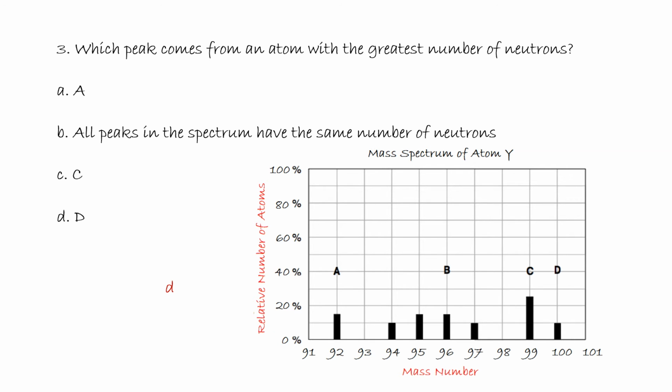Which peak comes from an atom with the greatest number of neutrons? Of course, it will be D, the highest mass. So the answer is D.